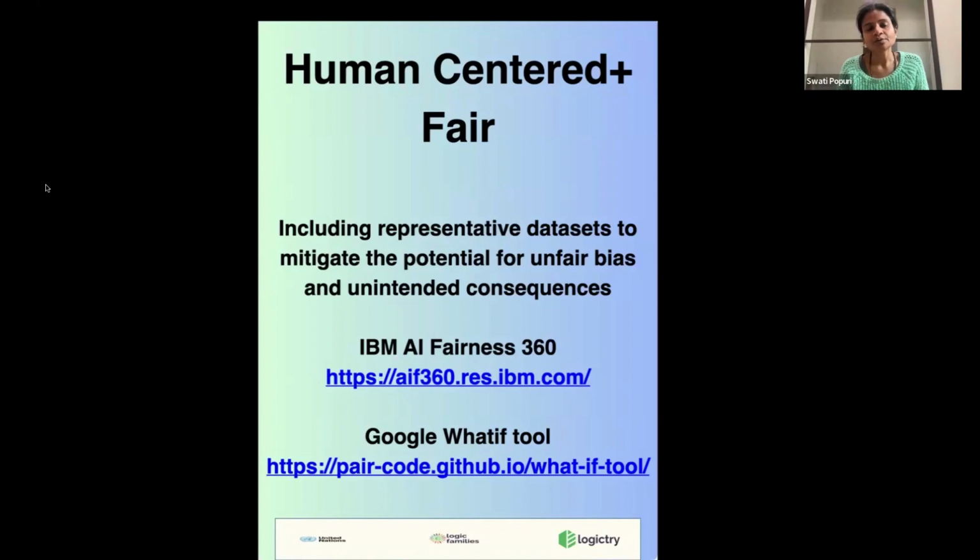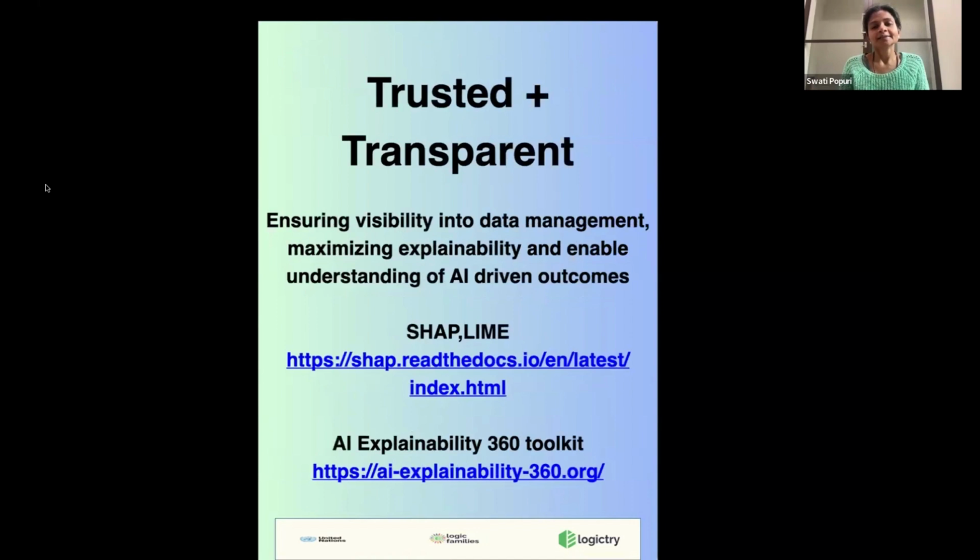And in order to ensure that their AI and the algorithmic models are human-centered and fair, one of the best practices is to include a representative data set when training the AI model to mitigate the potential for unfair bias and unintended consequences. And some of the resources that the development teams could use are the IBM AI Fairness 360 Toolkit and the Google What-If Toolkit.